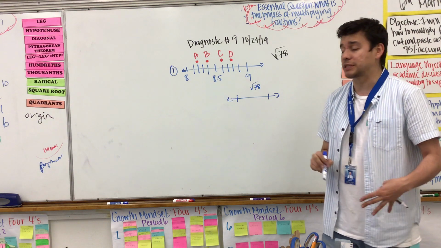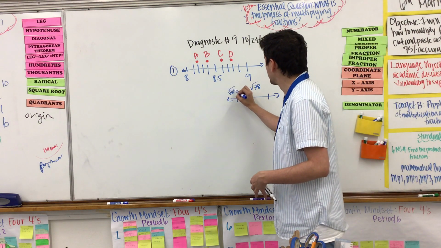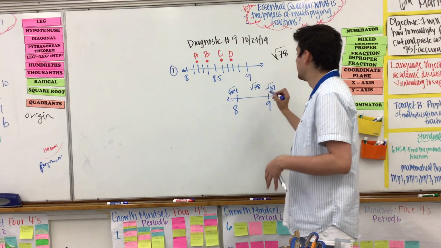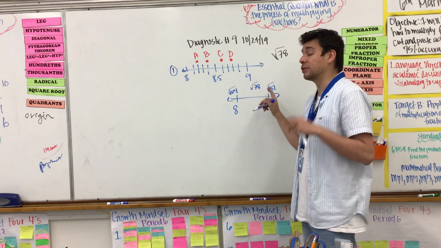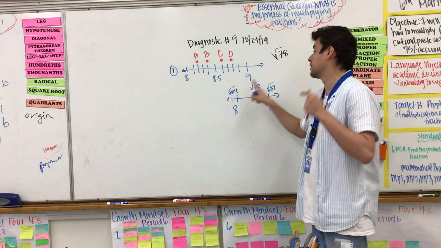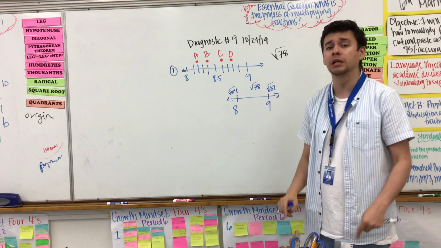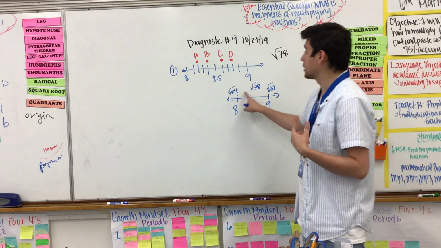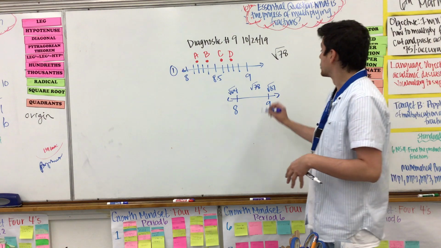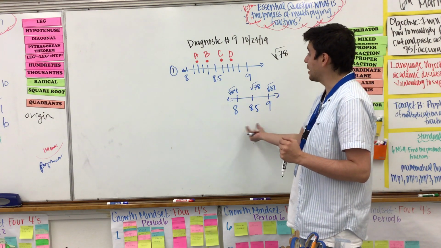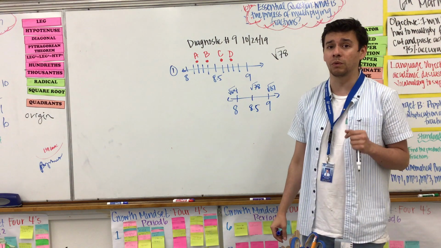I know that the square root of 78 is between the square root of 64 and the square root of 81, which is 8 and 9. Now, if you still don't understand why, that's where you want to go back and watch the square root videos. They should come second nature to you. So I know that's 8.5. And look at this. This number line looks almost identical to that one.